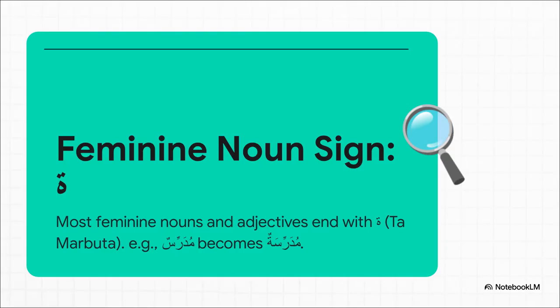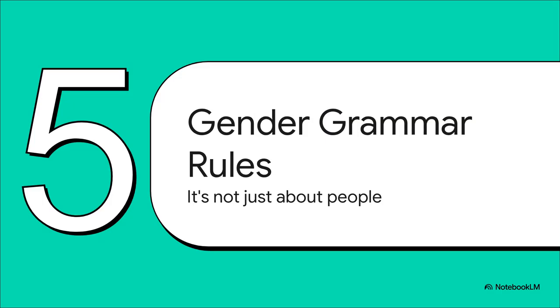You see, in Arabic, every single noun is either masculine or feminine. And the number one biggest giveaway for a feminine noun is this little circular letter at the end, the ta, called ta marbuta. It's a huge clue. Just look how adding it to mudarrisun turns a male teacher into a female teacher, mudarrisatun. But it's not always about the ta marbuta. There are a couple of other key rules you need to know about gender, and they apply to things, not just people. So let's check them out.